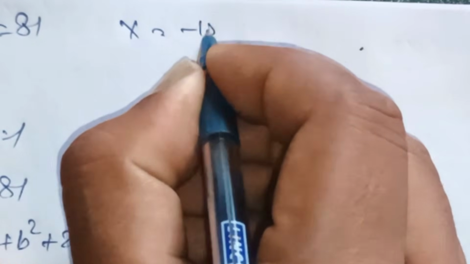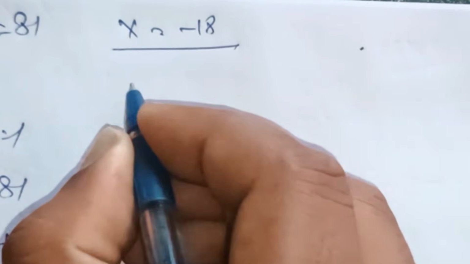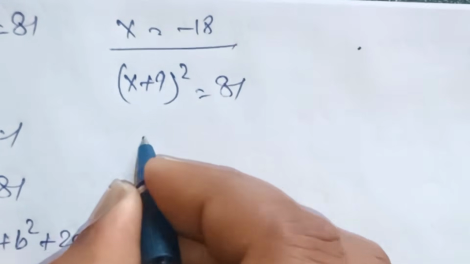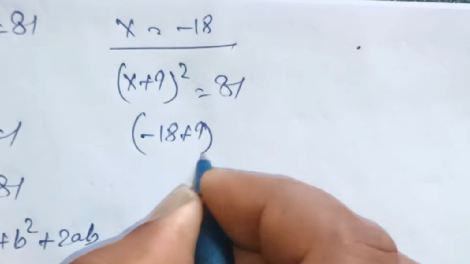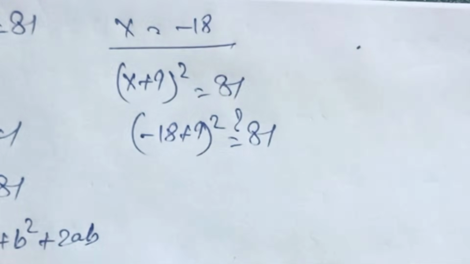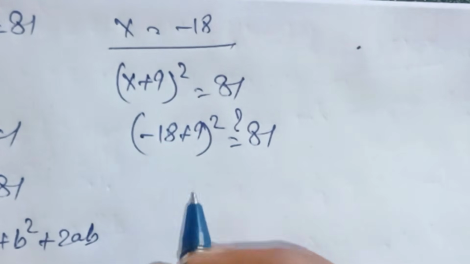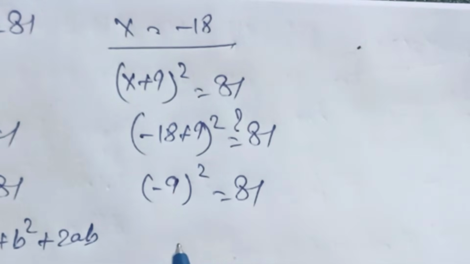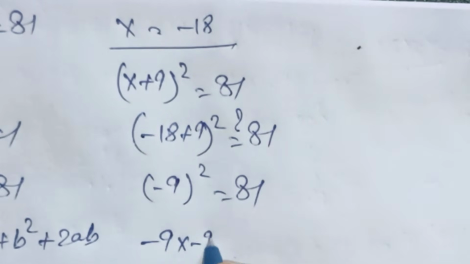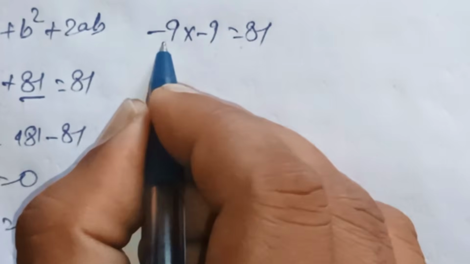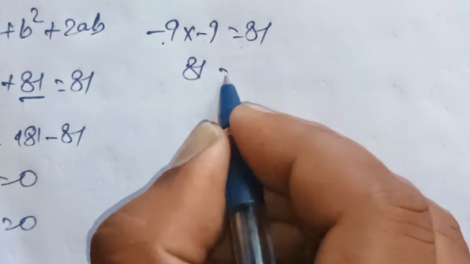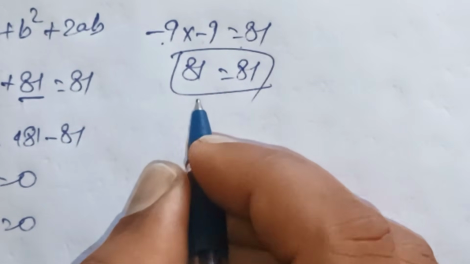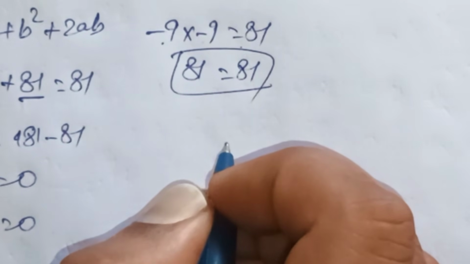x is equal to minus 18. According to the question, (x + 9)^2 is equal to 81. Therefore, minus 18 plus 9 is minus 9, whole square is equal to 81 question mark. Here minus 9 into minus 9 is equal to 81. Minus times minus is plus, so 81 is equal to 81. LHS and RHS are both equal. So the value x is minus 18 is correct for this solution.